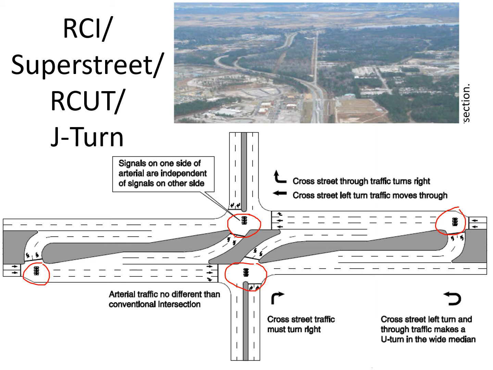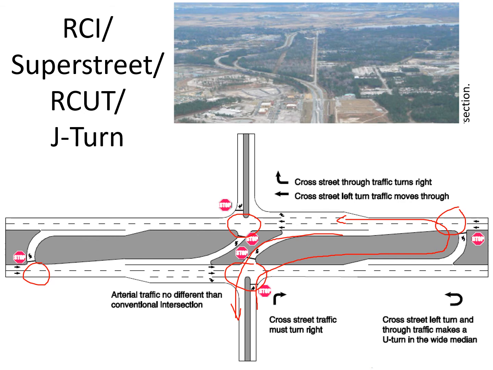From the side street, you need to do the same maneuver as a median U-turn: turn right, do the U-turn, and then go through. You can, though, make a direct left from the main line, but there's no direct through on the side street. So these are some of the differences and similarities between the median U-turn and the RCI.